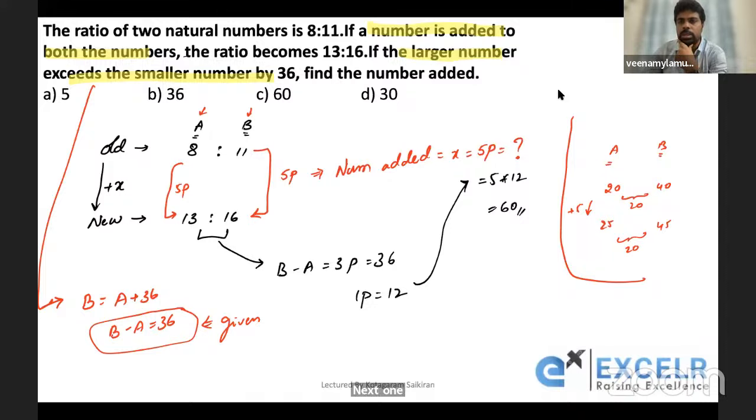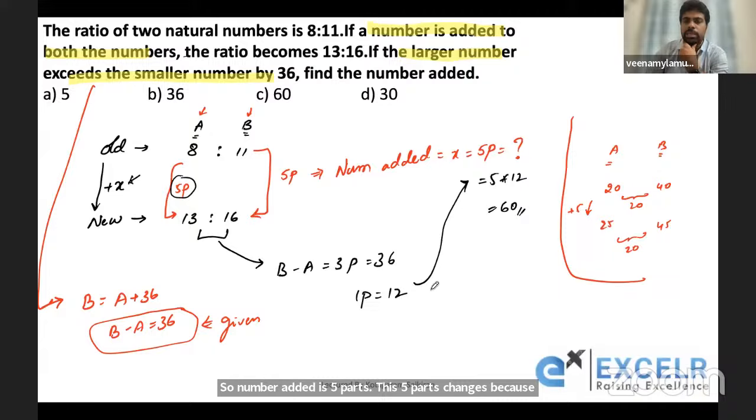Why is X added 60, sir? See, he told you to find out the number added, no, Navya. So the number added is 5 parts. This change of 5 parts is because of the addition of this X. That X is 5 parts. Each part is 12. So X is 5 parts, so 5 into 12. That's it.